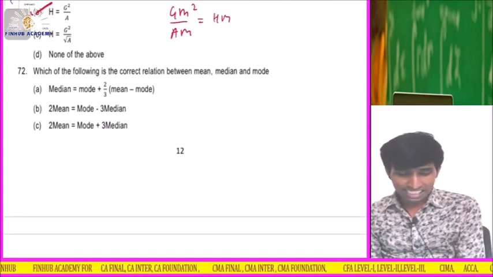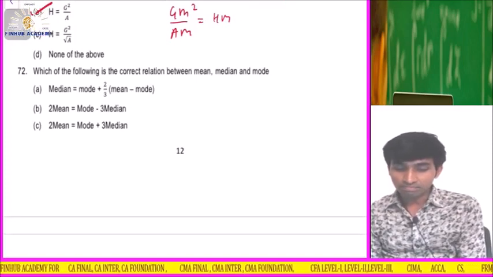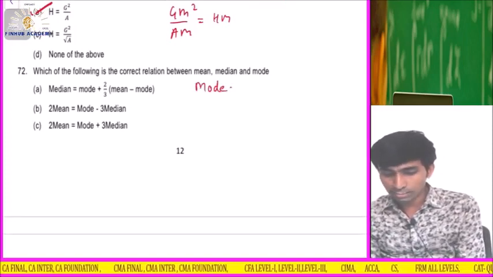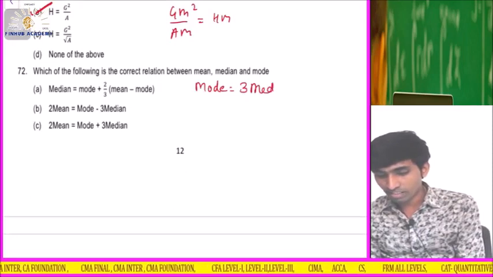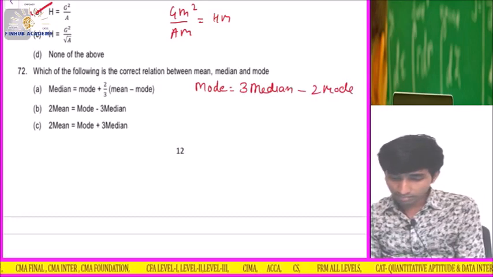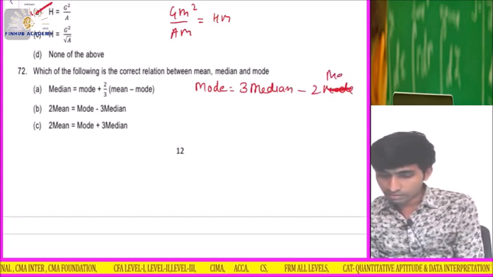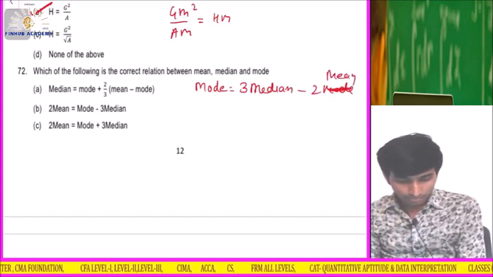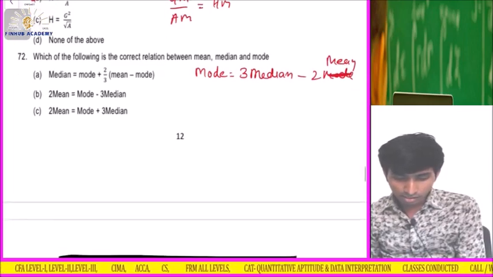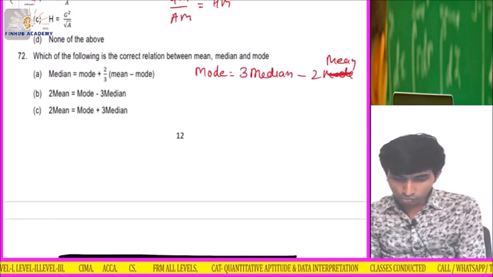Which of the following is the correct relation between mean, median and mode? So we know that mode is equals to thrice median minus twice mean. This is what I remember. So let us check. Median is equals to mode plus twice mean upon three.